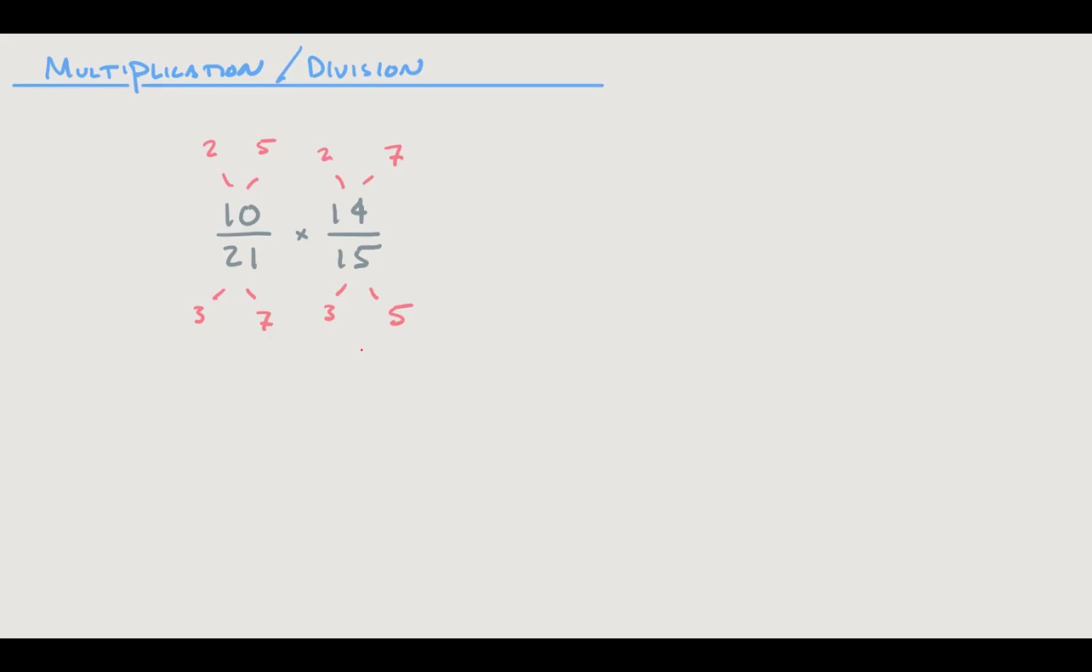Or we could make factor trees, right? 10 is 2 and 5. 21 is 3 and 7. 14 is 2 and 7. 15 is 3 and 5. When we multiply straight across, all of these factors are going to be in the numerator and all of these factors are going to be in the denominator. So if I see any pair of numbers that's in top and bottom respectively, I get to cancel them, right? These 5s, those are going to cancel. These 7s are going to cancel. You're going to be left with these 2 2's in the numerator, which is 4, and these 3's in the denominator, which will be 9.